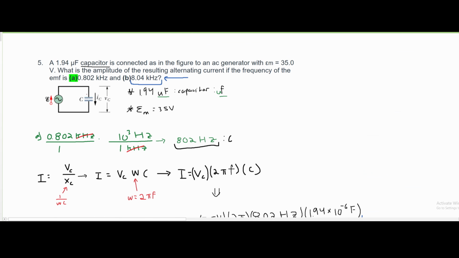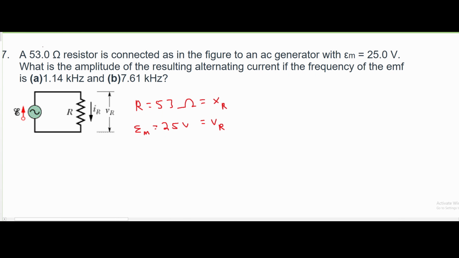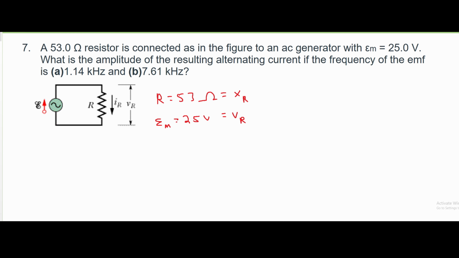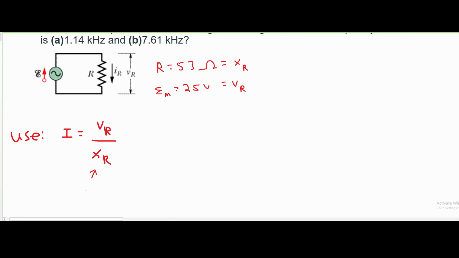And in another previous problem, for 5, we have I is equal to V_C over X_C, which is involved right here. For 7, it's going to be practically the same thing, where we are going to use this formula, I, since we're finding the amplitude, is equal to V_R over X_R. In this instance, X_R is just going to equal R. So if we plug this back in, we can continue on with our formula and see that I is equal to V_R over R.